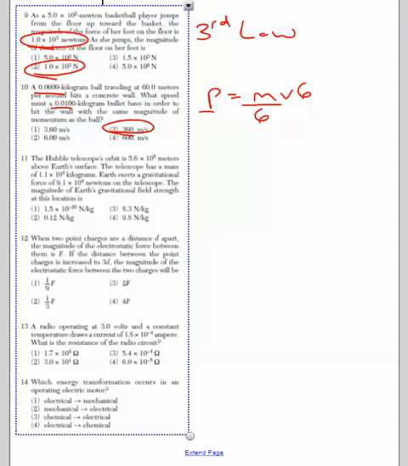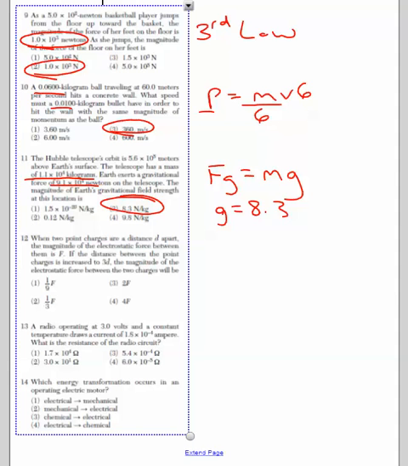Number 11 is a force of gravity problem. You're given the weight and you're given the mass, and you're asked to find the gravitational field. So you have the mass of 1.1 times 10 to the fourth, and you have the weight of 9.1 times 10 to the fourth. And if you divide those two together, you get a g of 8.3. So that's choice 3.